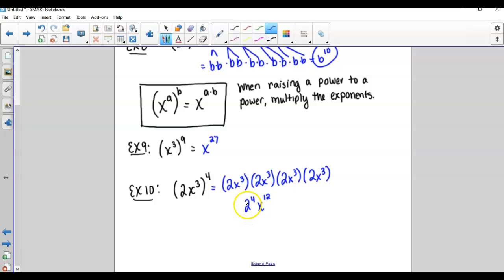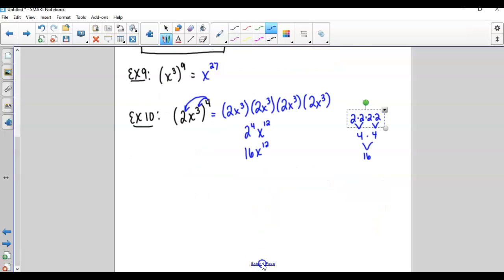So if we do 2 to the fourth power, that is 2 times 2 times 2 times 2. If you need to, write it over to the side. 2 times 2 is 4. 2 times 2 is 4. If you multiply 4 times 4, of course, you get 16. So the answer for this one would be 16x to the 12th power. So to shortcut that, what we could have done is we could have just raised each number to the fourth power. So let's try one using a shortcut rule there.